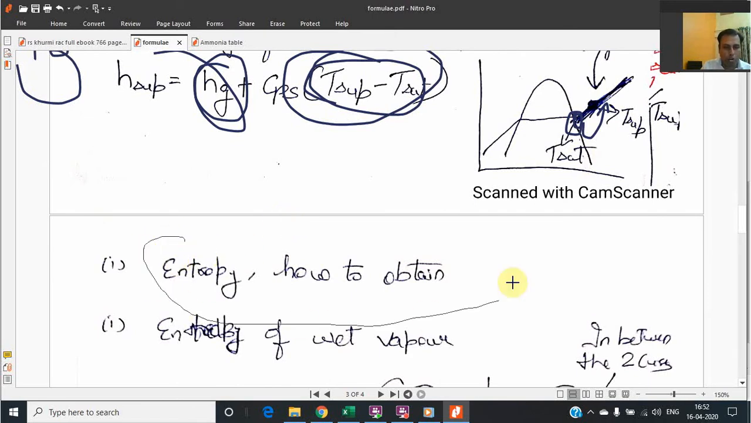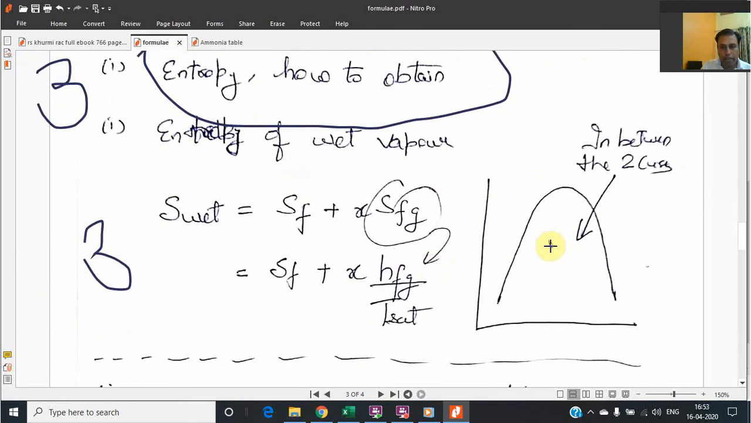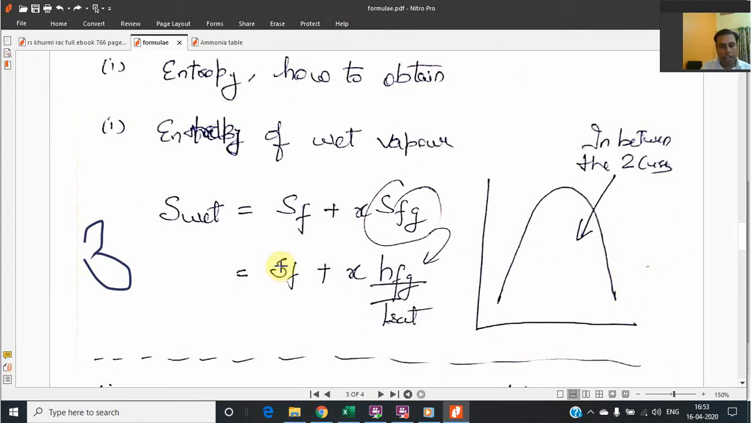Similarly, for entropy, how to obtain the entropy? Also three cases are there: when the point is in between, when the point is on the curve, and when the point is outside the curve. Wet, dry, and superheated. Now what are they doing? Again the same formula they are using. Suppose we are heating a particular fluid and we are at this point. This is temperature and this is entropy. Suppose this point is at a dryness fraction of 0.6. This is 0 dryness fraction, this is 1 dryness fraction, and this is in between, 0.6.